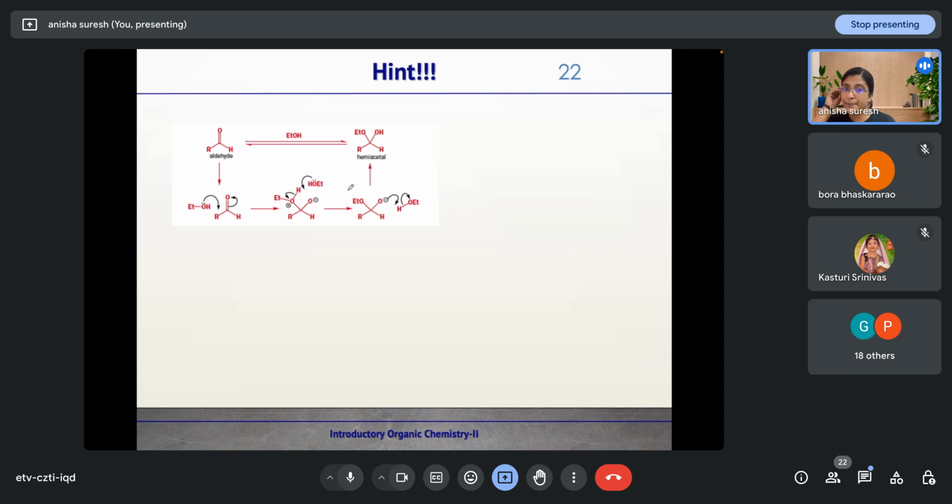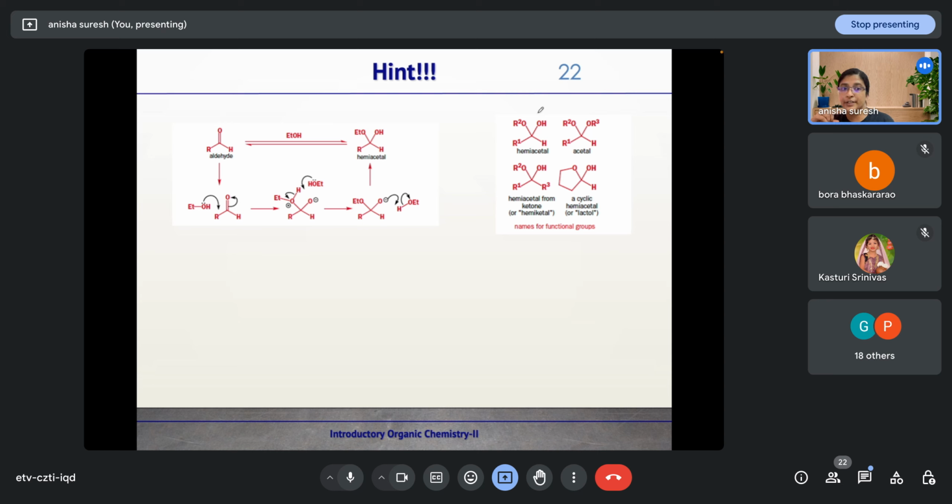So this is how hemiacetals are formed, okay? In the case of aldehyde, if alcohol is present in the medium, it will add on to the carbonyl, and it will result in the formation of this intermediate. Then this proton will be abstracted, leading to formation of the OEt. Then O minus will abstract a proton from ethanol, and it will result in the formation of hemiacetal.